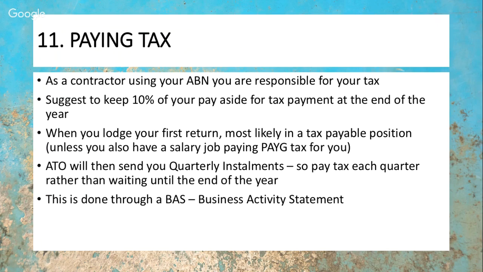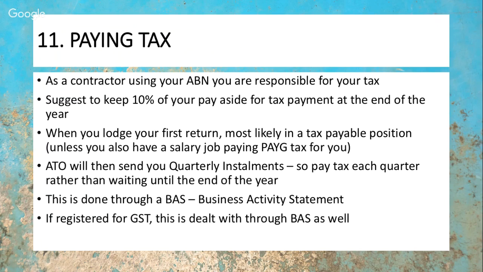Your quarterly installments are paid through your business activity statement or BAS. And if you're registered for GST, this is dealt with through the BAS as well. Figuring out your business activity statement is something that I can help you with if you can't figure that out yourself.